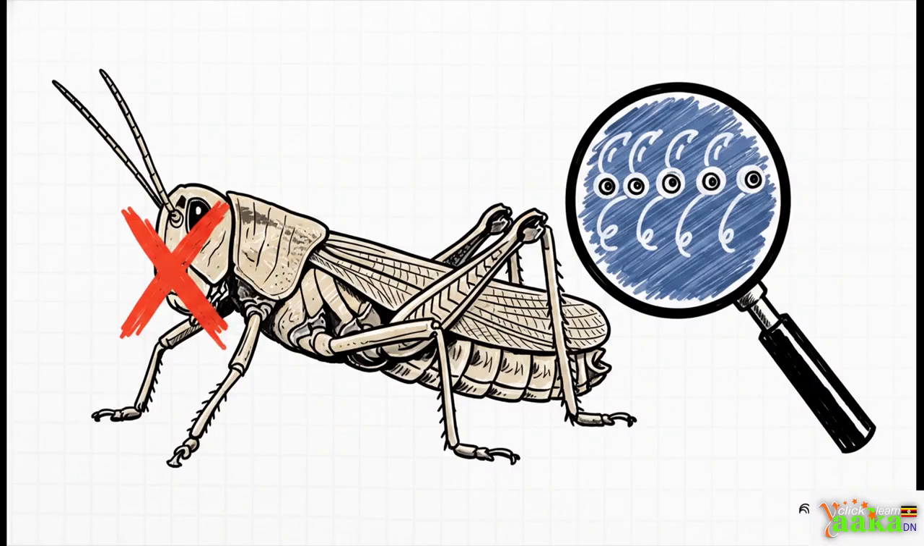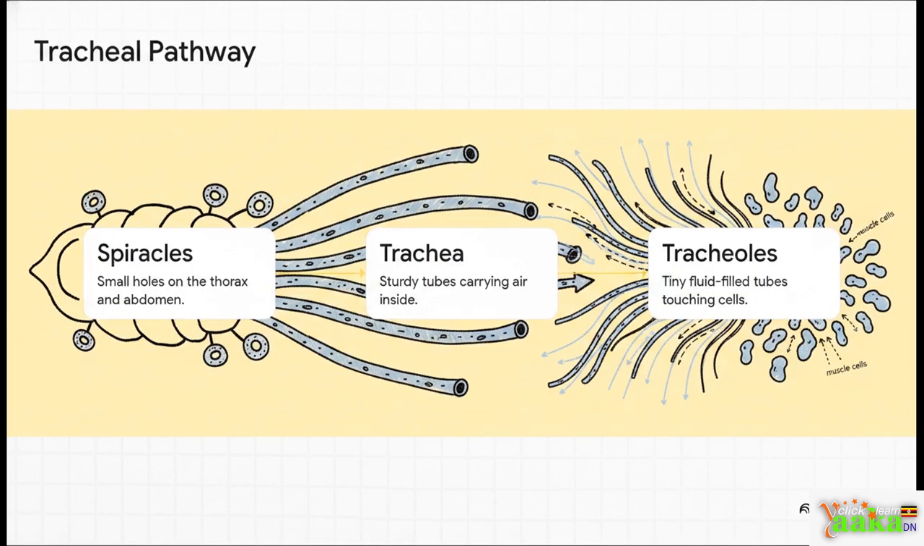Insects do not have lungs, and they don't even have blood that carries oxygen around like ours does. Instead, the biological fact is that they breathe through tiny holes located entirely on the sides of their bodies. Let's trace the pathway of air into an insect. I like to use a simple memory aid for this. S-T-T. First, air enters through S, the spiracles.